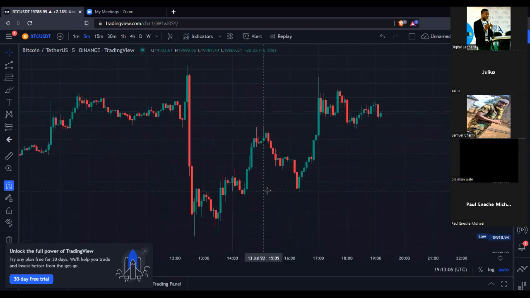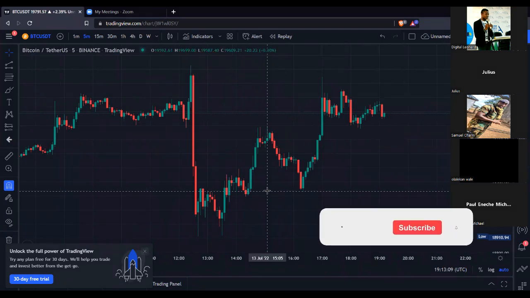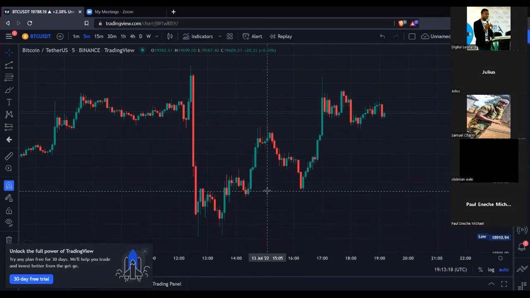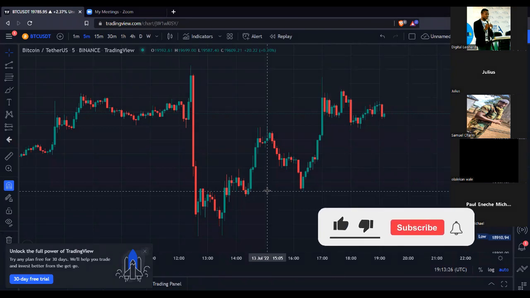So basically, what we are looking at this evening is just two indicators. We are looking at the Supertrend indicator, and then we add one moving average indicator to help us determine the trend or the direction of the market, so that it will help us make informed decisions when it comes to trading.